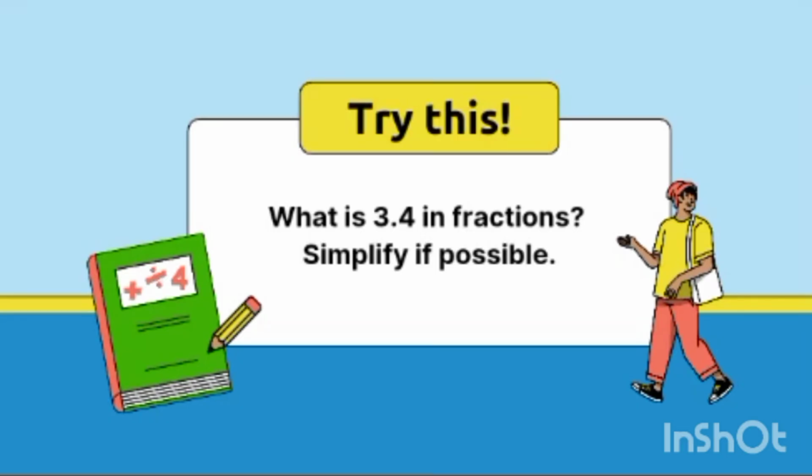Then we have this question. Let's try this. Over here we have 0.4. As I told you, if there is one number after the point, the denominator will be 10, because 10 has one zero. Then after the point we have one number, which is 4, so we will put 4 by 10.